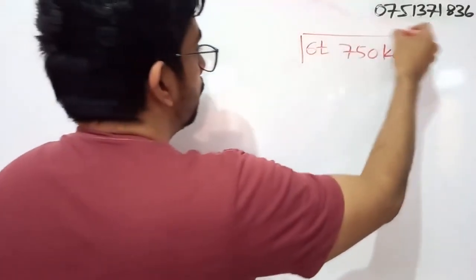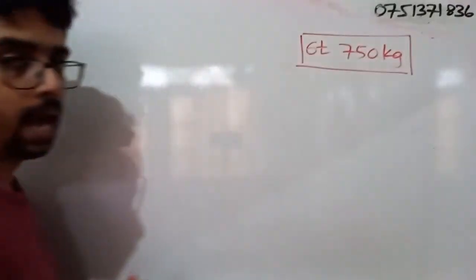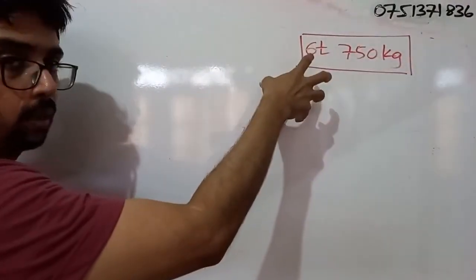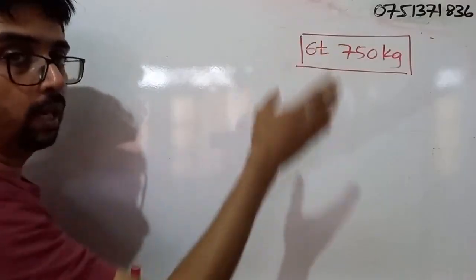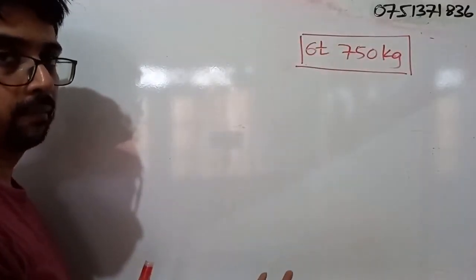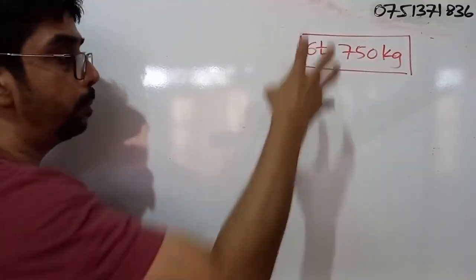So we have this much amount of what? Rice. So this is the total amount. This amount has been loaded into how many lorries? 5. This is the total amount. There are five lorries.